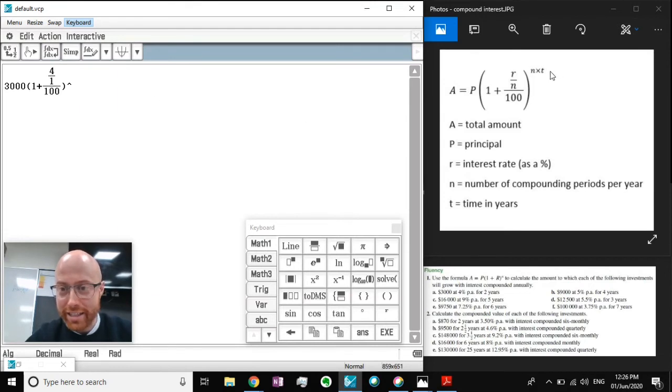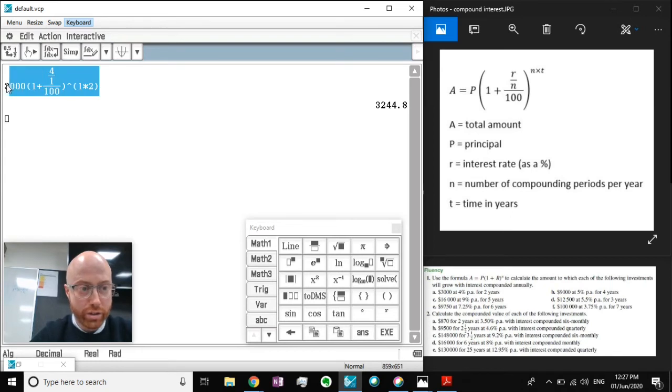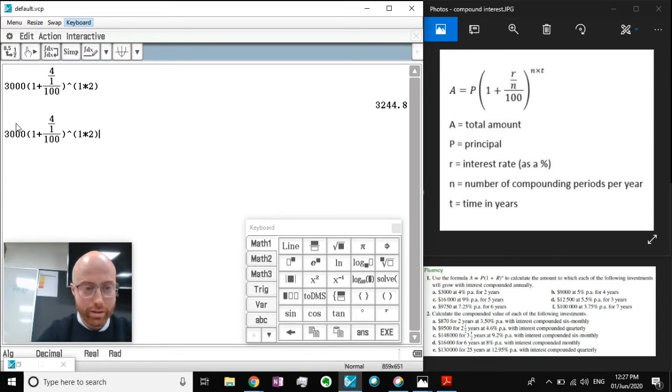Now, see how there's this N times T? I want you to bracket this. N was 1, as we said before, and T was 2, because it's 2 years. So times 2. And there's your answer. Why do we need to bracket it? Because if you don't, then BODMAS is going to give you the wrong answer. It's going to think that that 2 is not in the power. See that? The top one is the correct one.